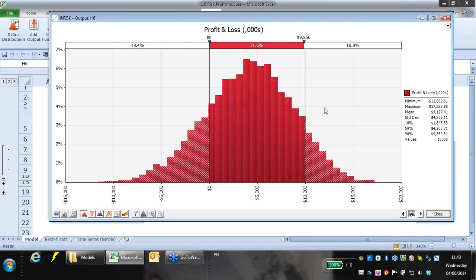Do you use the same probability distributions for all parameters? For example, if you use PERT for selling price, would you use the same for units sold and unit cost? Thank you, Joseph. No, not necessarily.